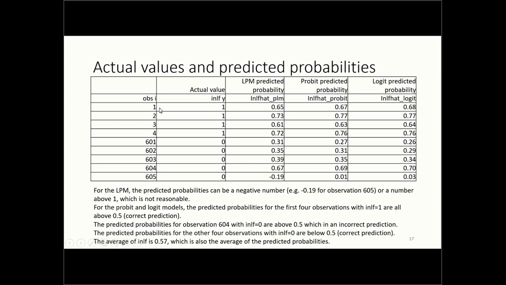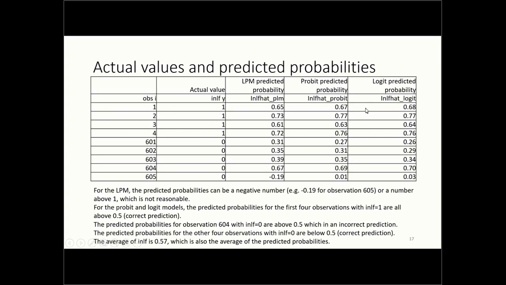Okay, so here's the example, and this is the data set that we have. Here I have put the first four observations and then observations from 601 to 605. These are the actual values for the in labor force y variable. Observations from 1 to 4 are in the labor force, and these observations here are not in the labor force. After we estimate the predicted probability from the linear probability model, this is in labor force hat for the linear probability model, and this is the same as the y hat that we had before.